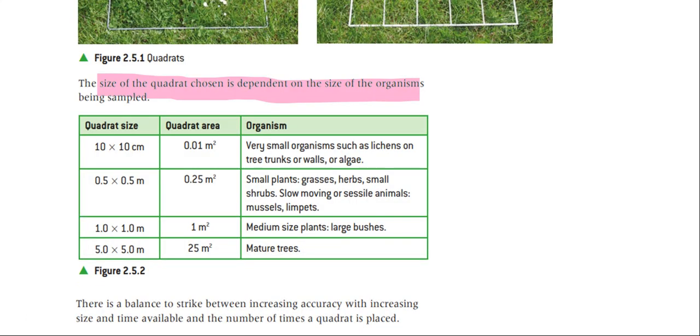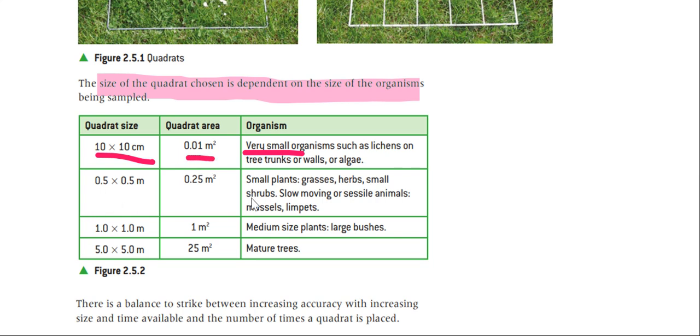Then, talking about the quadrat size and the quadrat area and the organism. For very small organisms like algae, shrimps, tree trunks, and so on, you can use a very small quadrat, because they're very small organisms. You can use a 10 by 10 centimeter quadrat size with a quadrat area of 0.01 meter square.